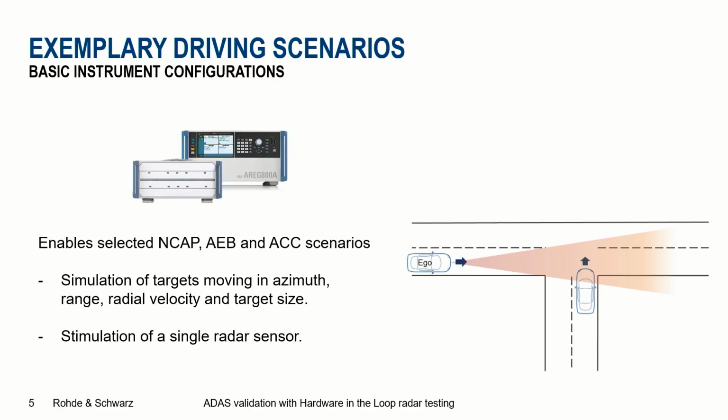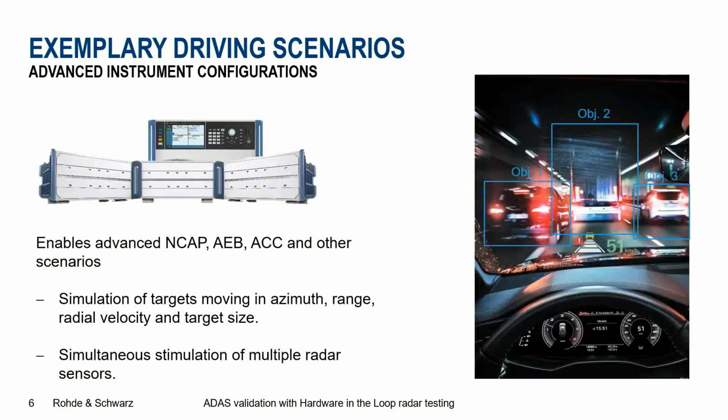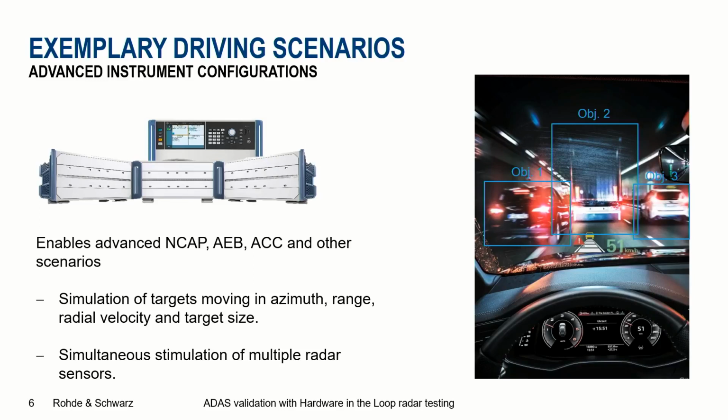Typically, it's not only limited to those basic driving situations. Most of the time, more advanced and complex scenarios are required. And of course, the ARIC 800A and the QAT100 are also capable of addressing these scenarios. So we have the same foundation: we can simulate targets moving in azimuth, in range, in radial velocity, and also in target size.